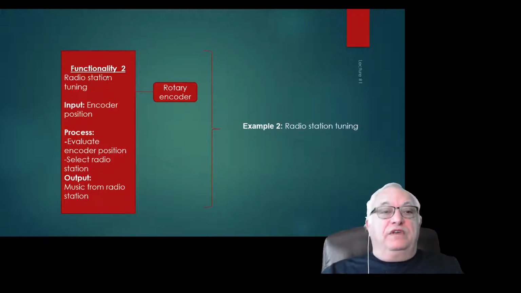So what we have here is the functionality, radio station tuning. The input is an encoder position. The process, what your software is going to do, is just count a number of ticks on the rotation, and it's going to go to that particular radio station. And the output is that you get to the right radio station, and you get your music.